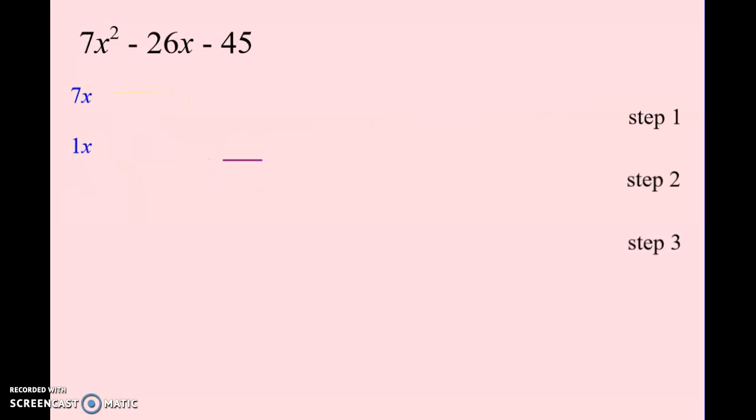Let's try another one. Now in this case, we have 45. So we know that the 7 is prime, so 7x and 1x, we already know that that makes the 7x squared, and it's the only possibility. But now with 45, we have a bunch of different factors that we could possibly use. So I'm going to use this to help me figure out what I would need to use to get that term of a -26 for the center.